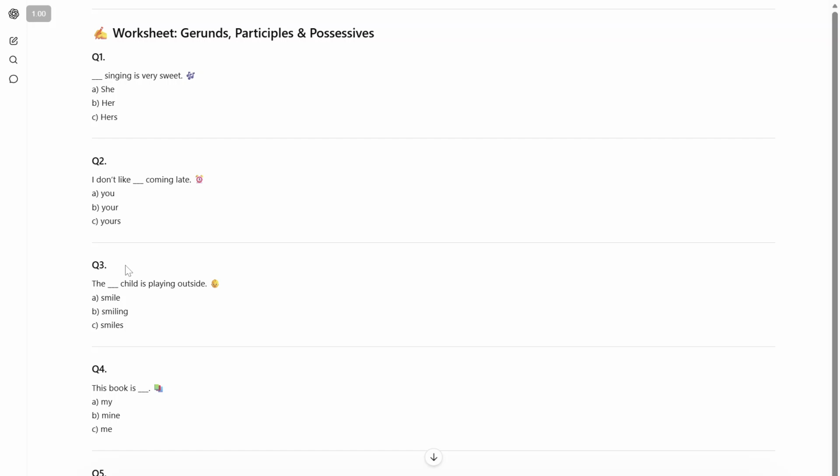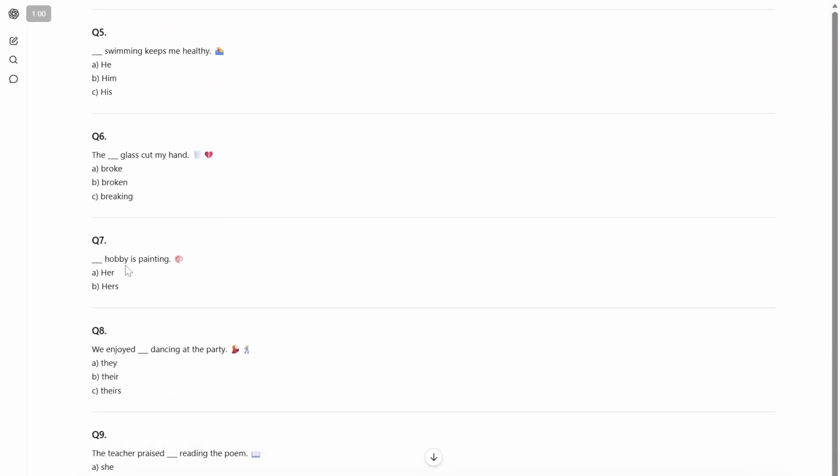Q3, the child is playing outside. A, smile, B, smiling, C, smiles. Q4, this book is A, my, B, mine, C, me. Q5, swimming keeps me healthy. A, he, B, him, C, his.